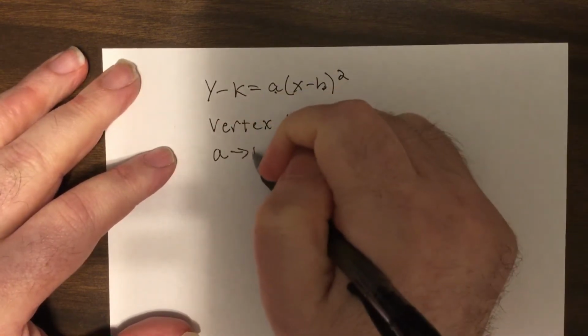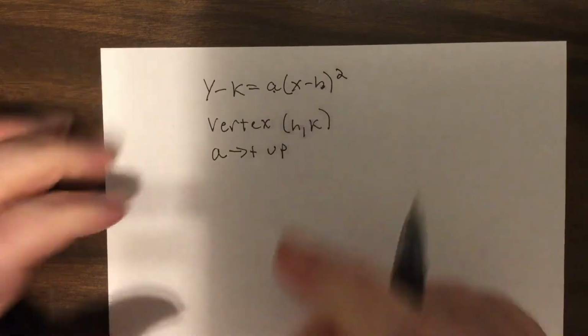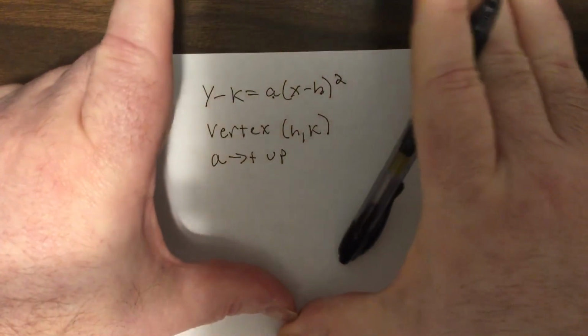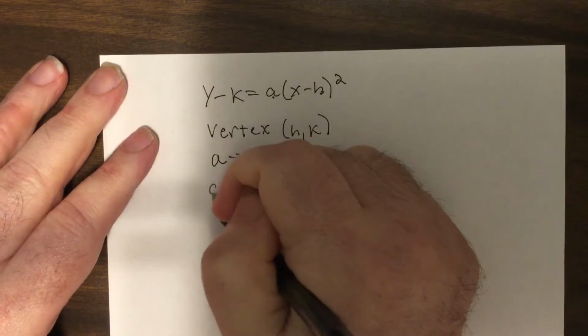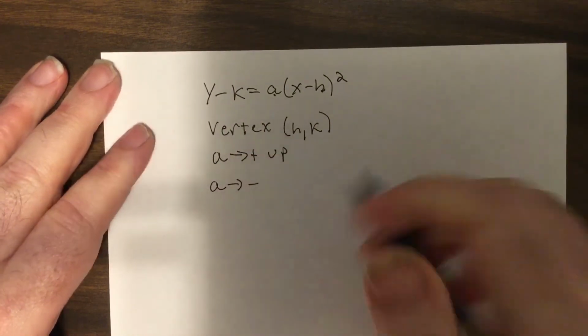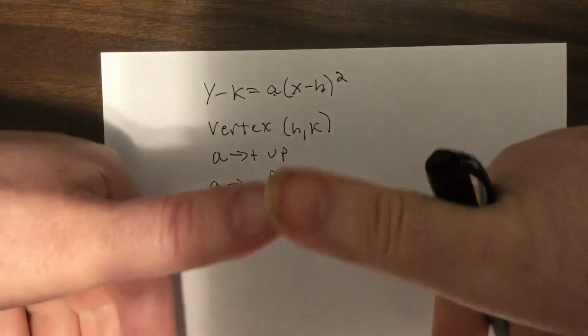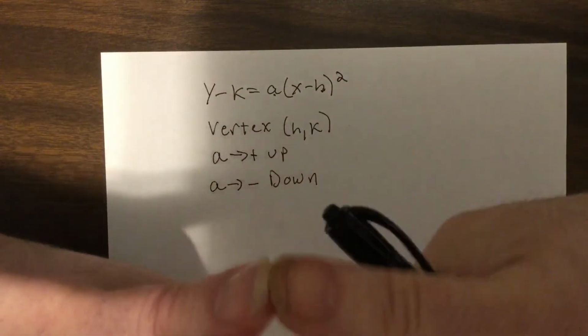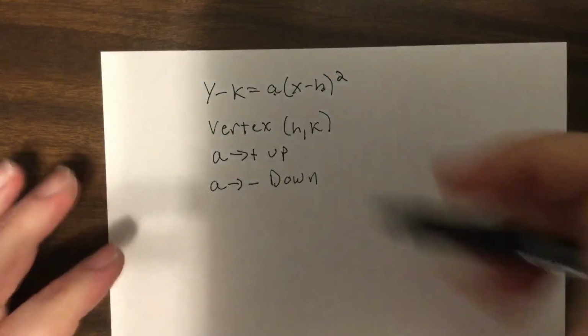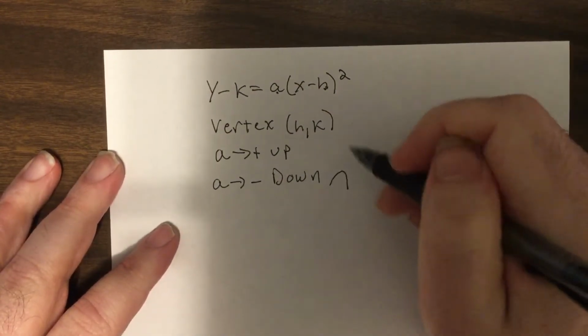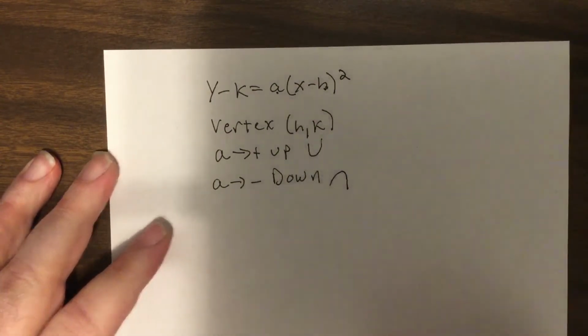If a is positive, it opens up. It goes up, sort of like this. If a is negative, it opens down. So it looks like this. Well, that's not very good. Upside down. That'd be better, I guess, and this is up.